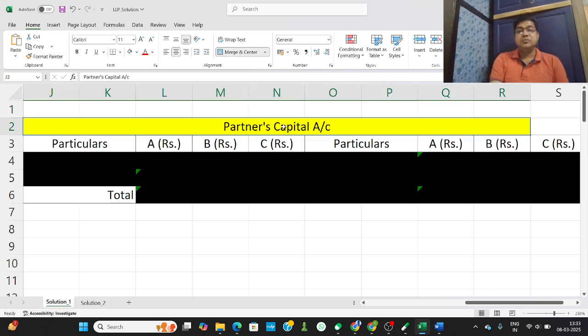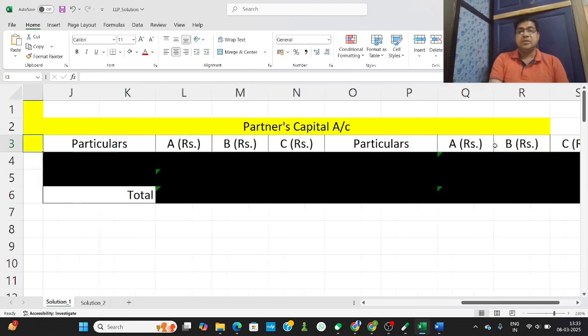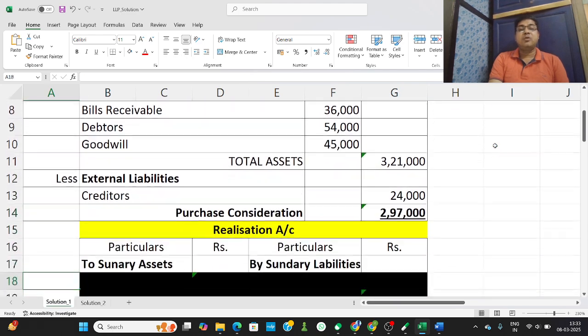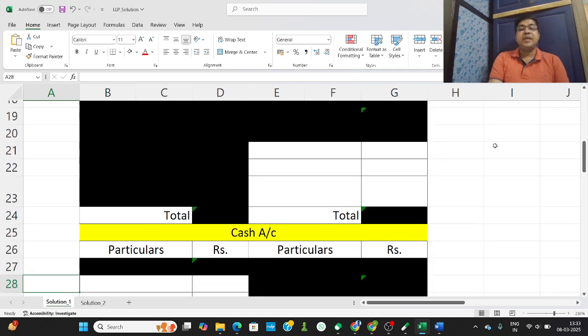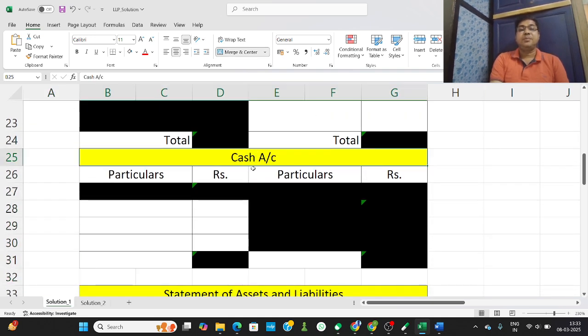partners capital account. There are three partners, A, B, and C. This is a debit side, again credit side, A, B, and C. This particular partners capital account we will prepare, and one more account we have to prepare, that is cash or bank account. So we prepare the cash or bank account also. So cash or bank account ledger also we draw.